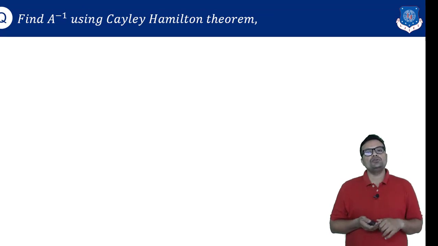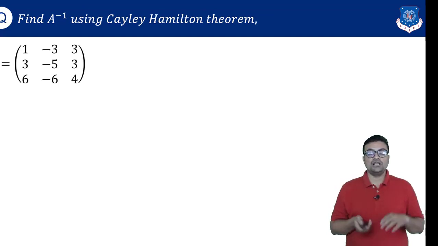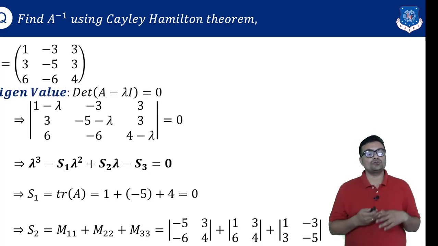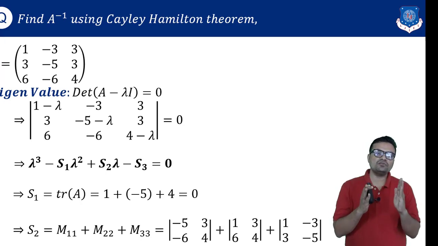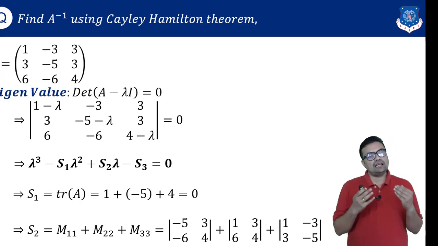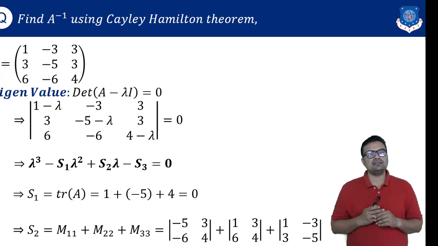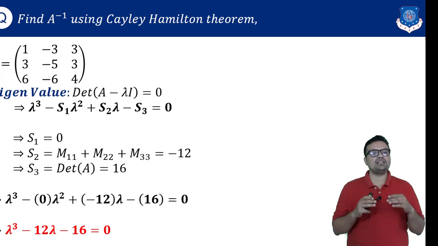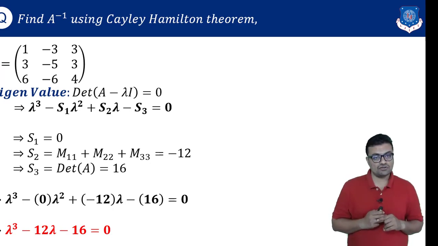Find A inverse using Cayley-Hamilton theorem. Now this is the given matrix, and I want to use Cayley-Hamilton theorem to find A inverse. So again I will find eigenvalues. The rule of finding eigenvalue is take determinant of A minus lambda I equal to 0, expand it, find S1, S2, S3. S1 is trace of A, S2 is addition of minors of diagonal, and S3 is nothing but determinant. Once you have all these three values, put them into the equation. That equation will give you the characteristic equation.